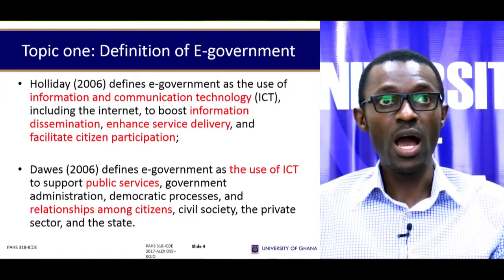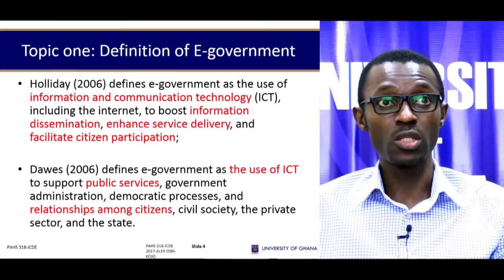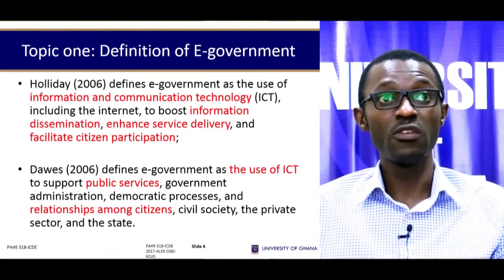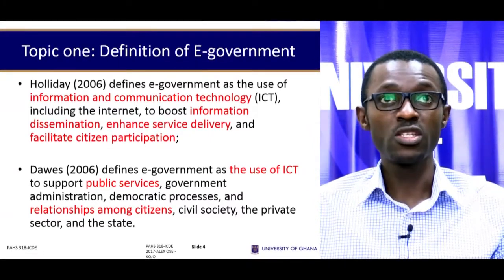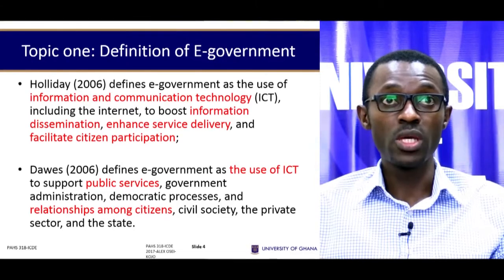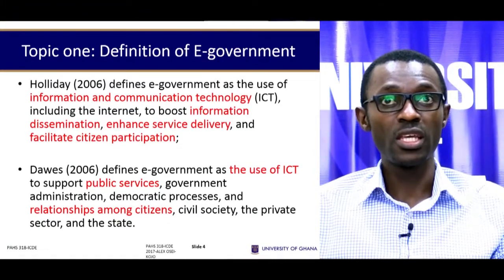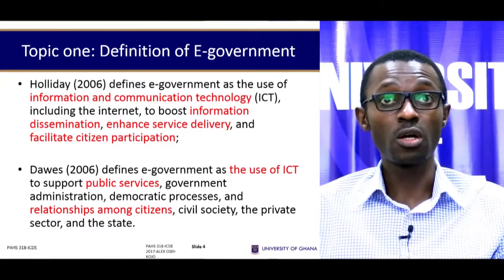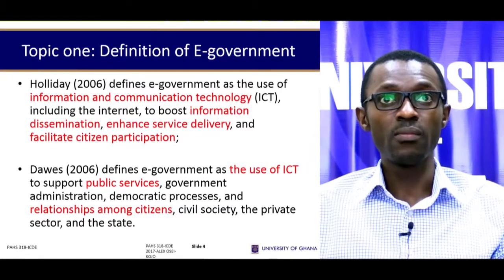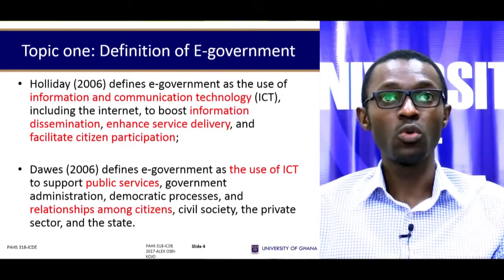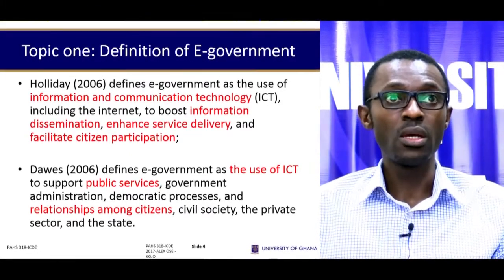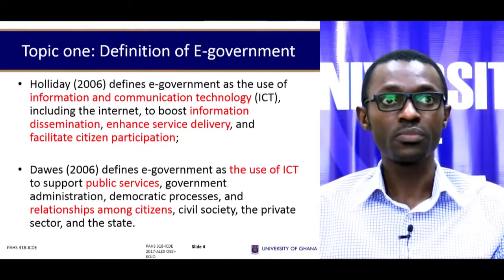Holiday defines e-government as the use of information and communication technology, including the internet, to boost information dissemination, enhance service delivery, and facilitate citizen participation. If you take a look at Holiday's definition carefully, it highlights three important things. These are the fact that e-government basically runs on information and communication technology, and that the aim of e-government is to boost information dissemination and also help enhance service delivery and then to get citizens to participate in the entire public management process.